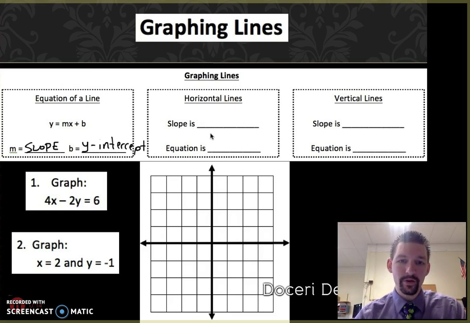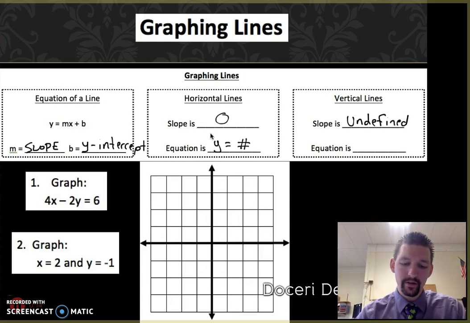The next thing here is horizontal lines. For horizontal lines, the slope is going to be 0. And the equations are going to be y equals whatever number the y-intercept is. So it'll be a horizontal line going through whatever number y is equal to. Similarly, vertical lines, the slope is going to be undefined. And the equations are going to be x equals some number, wherever it crosses the x-axis.